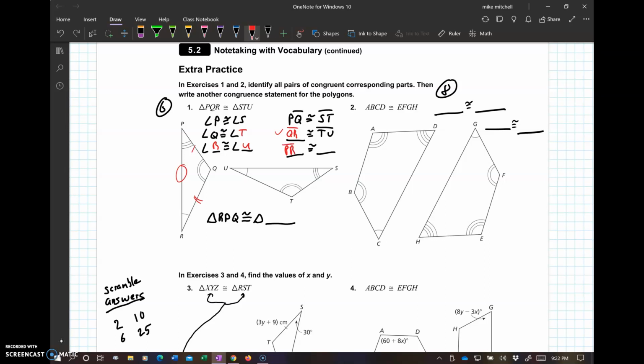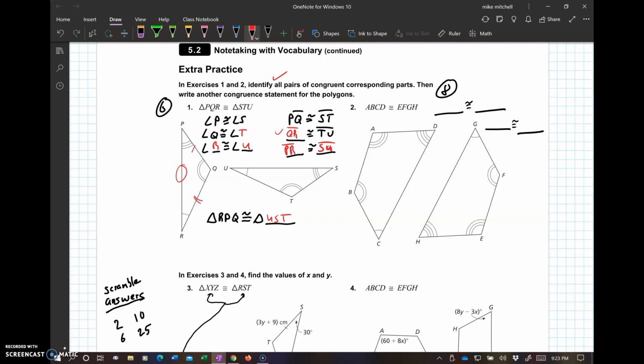Find the other one. What's it going to be here? PR. First and third goes to SU, first and third. And we got it. Another way of writing this, they gave us triangle PQR. I have triangle RPQ. Try to fill this one in. Pause it. Answer it. There you go. I should have read the directions first.